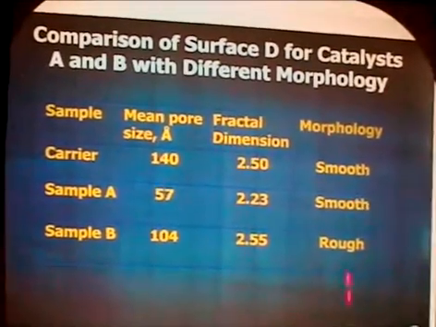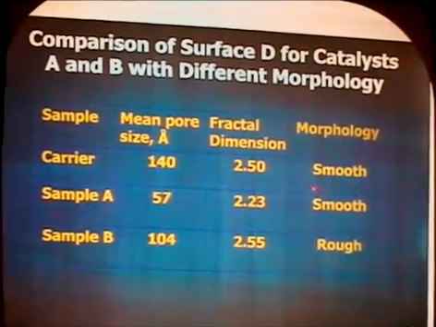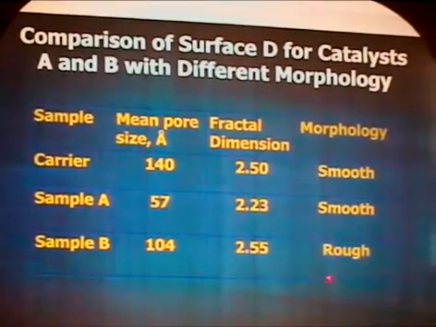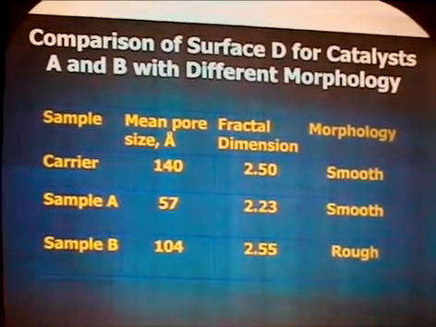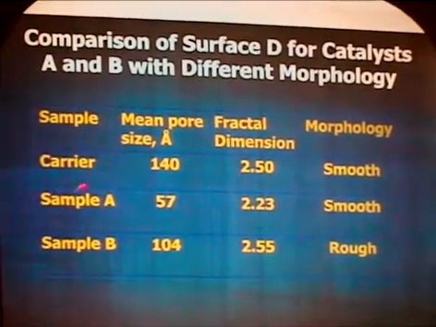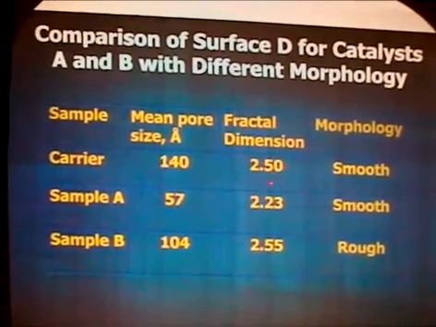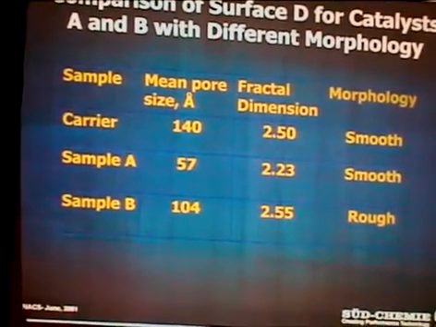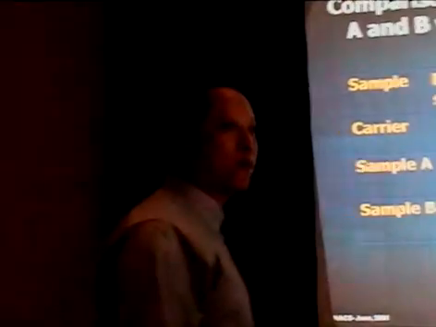Morphology, we're talking about SEM again here. We can see the carrier is smooth, sample A is smooth, sample B is rough. Then the fractal dimension we calculate based on the nitrogen multilayer calculation. And the carrier actually got 2.5. That means microscopically, the carrier is actually pretty rough and in the pores.